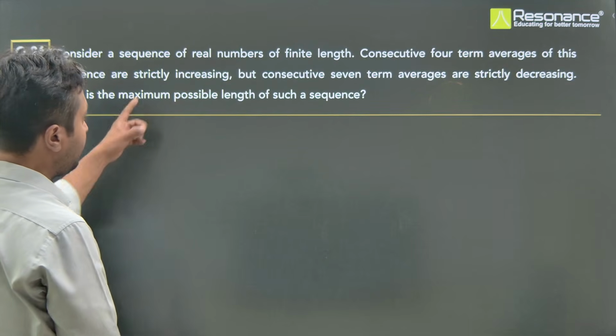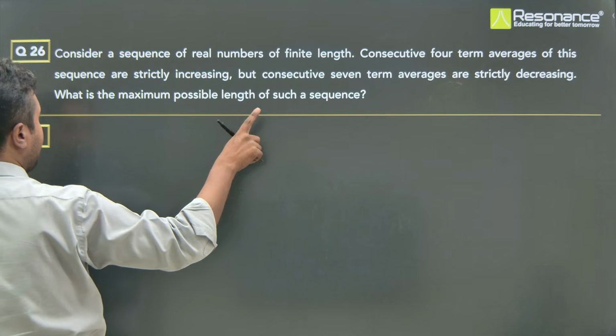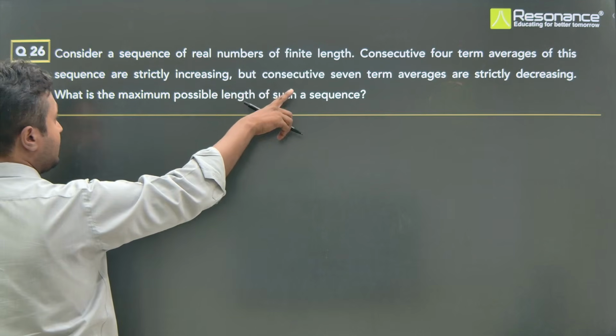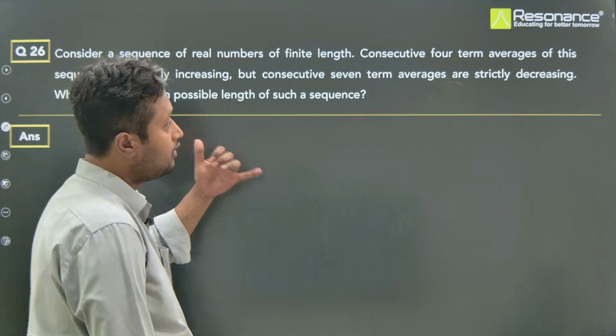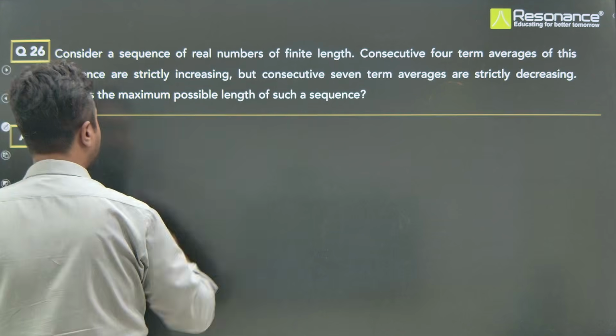Consider a sequence of real numbers of finite length. The consecutive 4 terms are strictly increasing. The averages are strictly increasing. The next 7 consecutive terms, those averages are strictly decreasing. Okay. What's the maximum possible length of such a sequence?